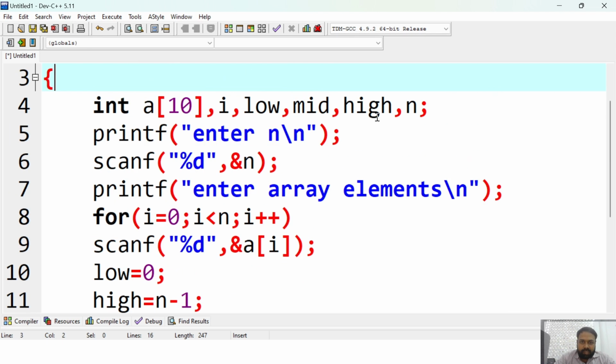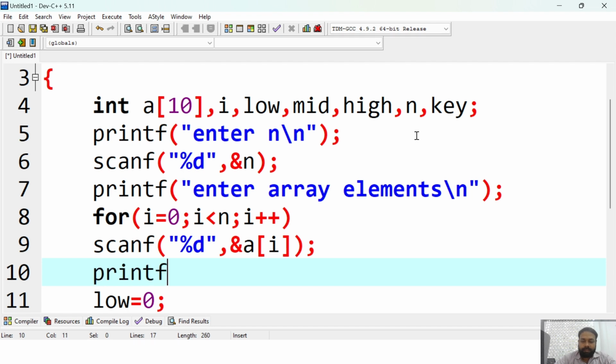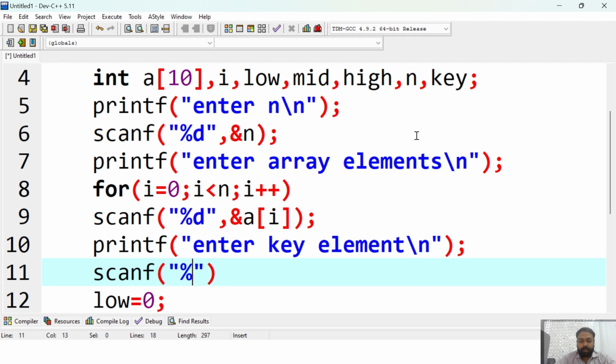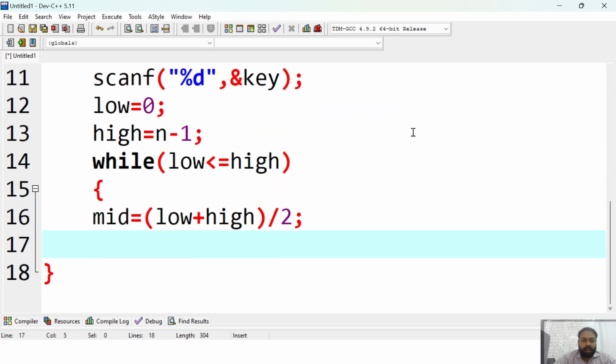Here one thing I have missed. The thing I have missed is that the key element is needed. Key element here means the element to be searched. printf "enter key element". Now scanf("%d", &key). Now after finding the mid index, you are applying three checks. You are looking for whether your required element is in the first half, the second half, or equal to the mid element.